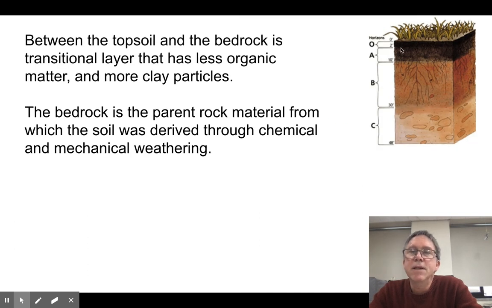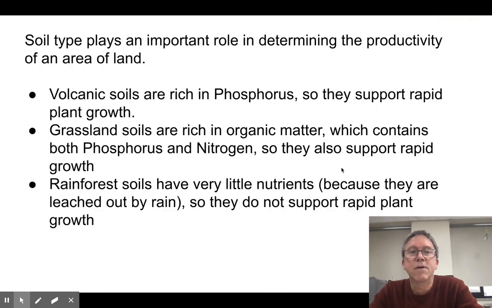Now, between the topsoil and the bedrock, which is the parent rock material from which this soil is being derived, we find there's less organic material here, more in the way of clay particles and larger rocks. This is really the part of the soil that trees grow down to extract water, but there's not a lot of nutrient value in this part of the soil. So basically, just think we have bedrock, we have topsoil, and we have the in-between soil. And the in-between soil is really more of a water reservoir for plants rather than a nutrient reservoir.